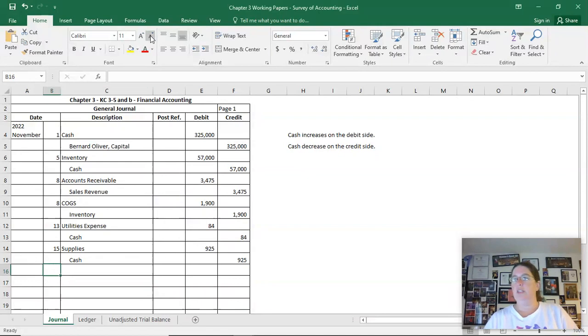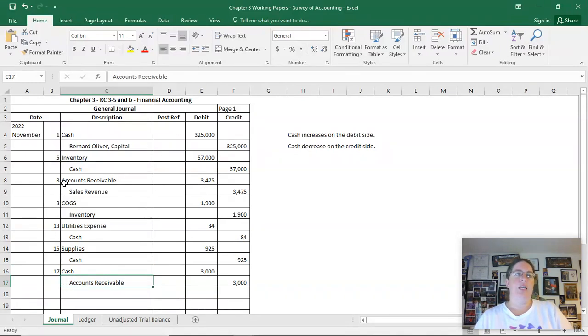So we're going to start with the date, which was the 17th. We received cash. Cash increases on the debit side for $3,000. The other account is accounts receivable. We're going to credit that because they no longer owe us that amount of money.